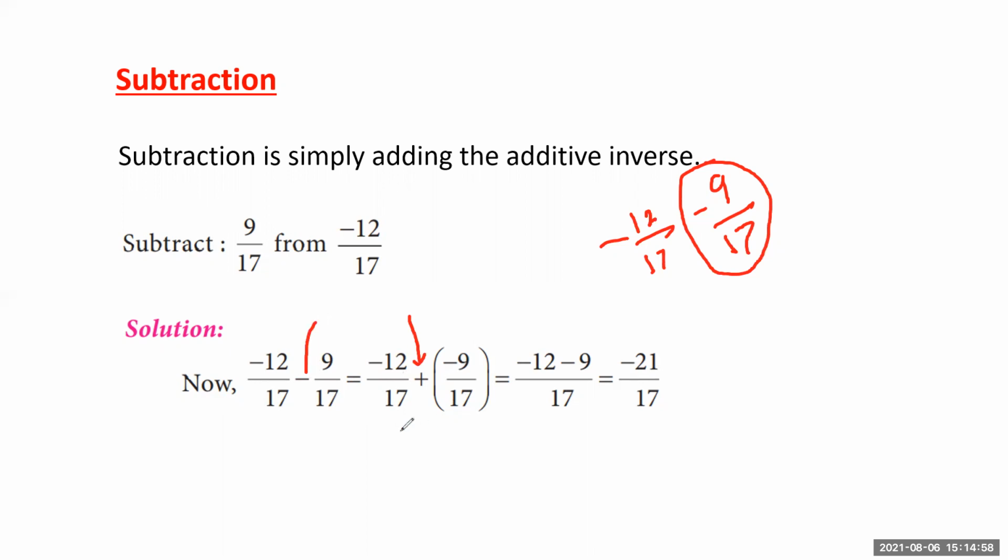So once you do this, the denominators are all the same. No need to take the LCM because the denominator is the same. So just do the type 1 adding. Keep the 17, and minus 12 minus 9. So this will be the answer. This is how we can do subtraction using additive inverse.